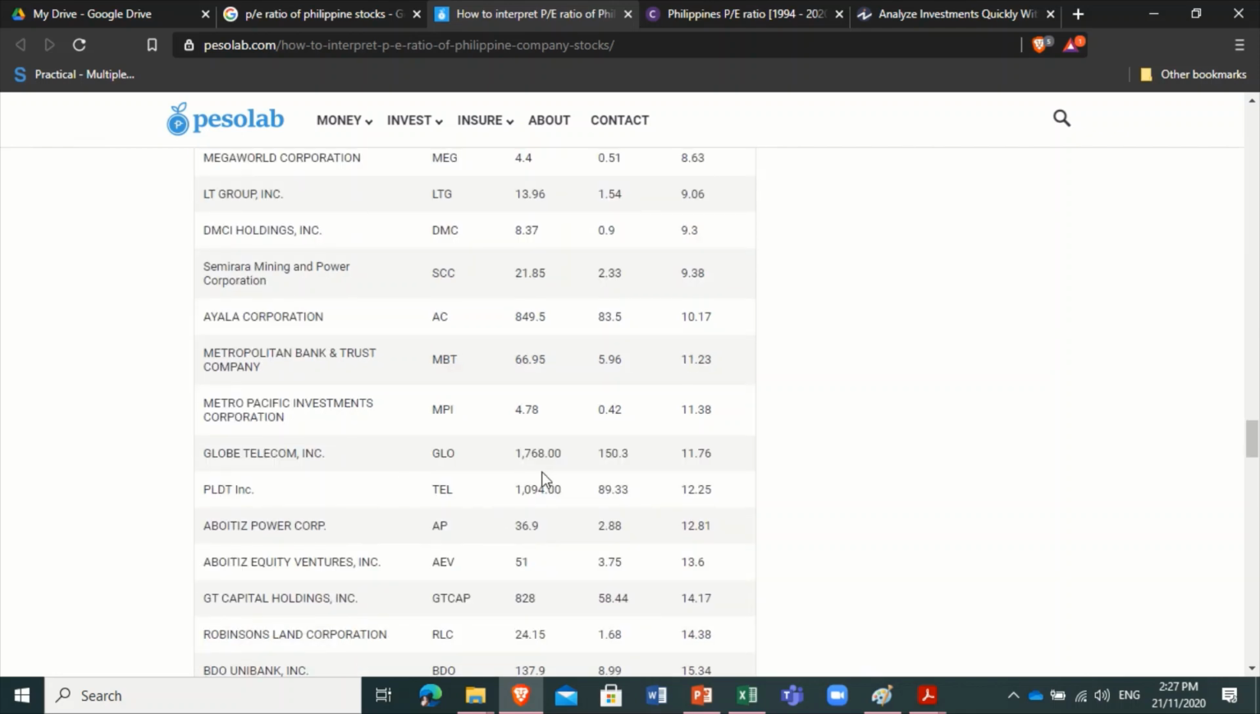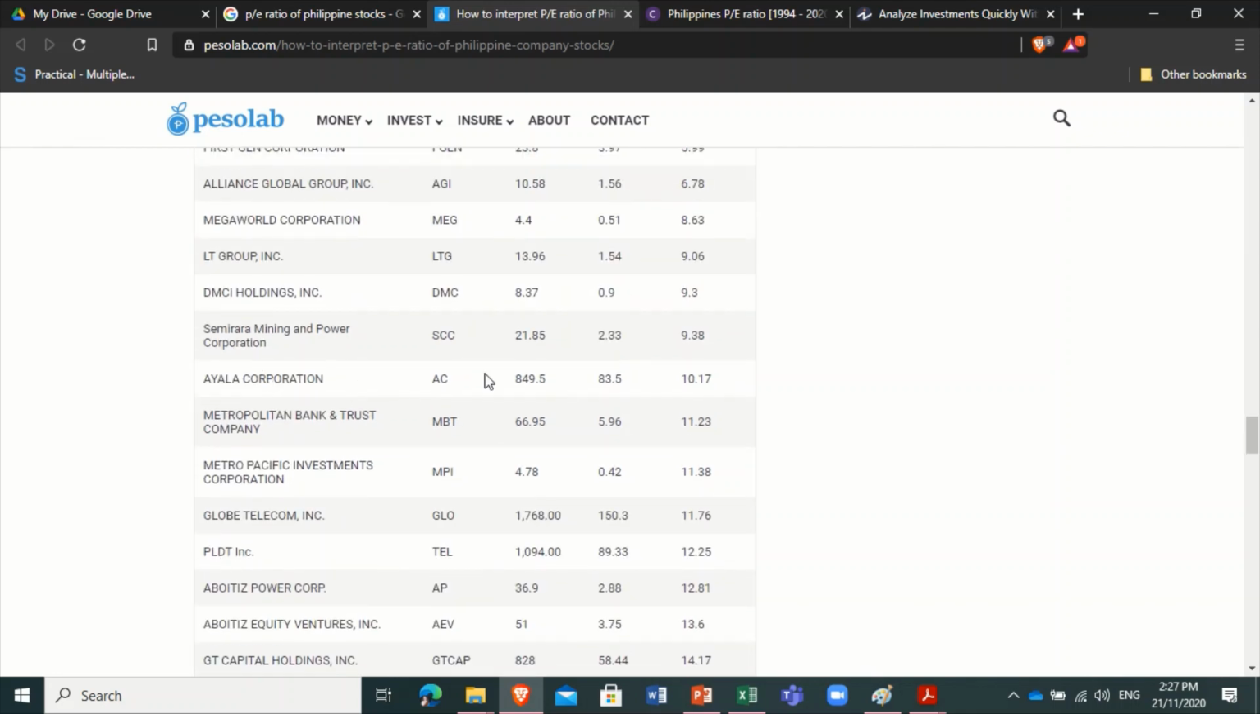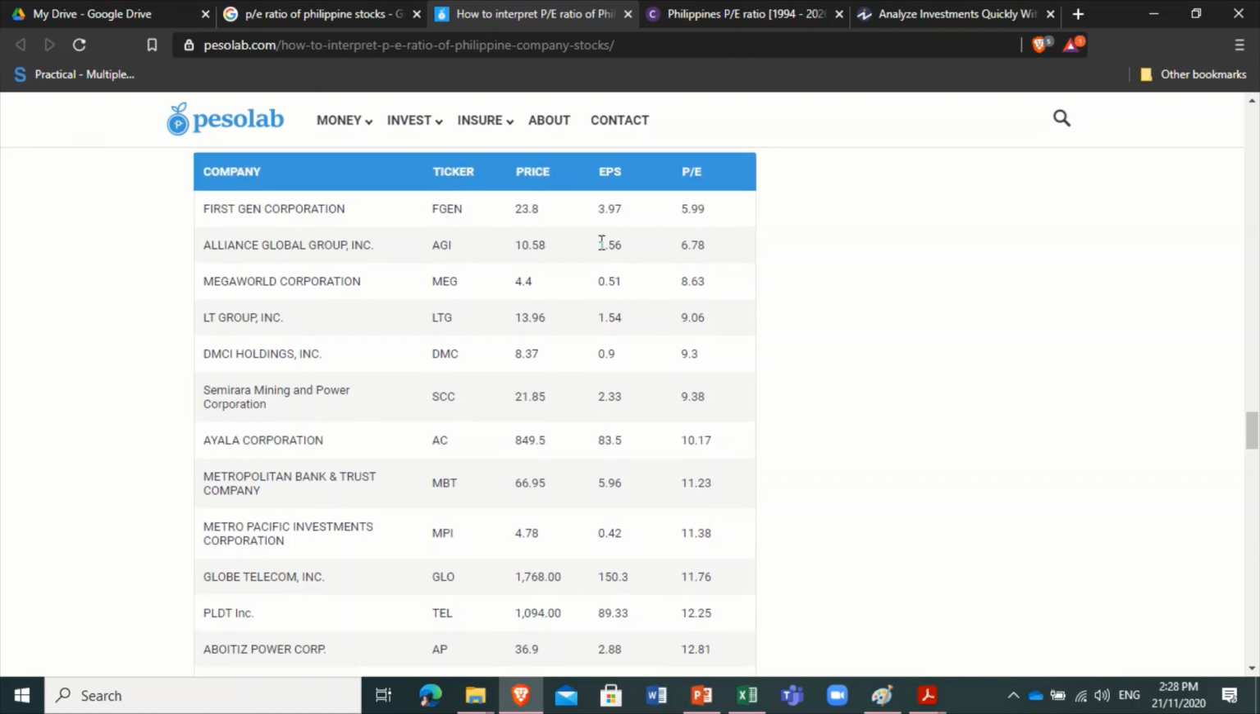Siguro anin na lang natin itong, sino bang magandang, saan ba si Ayala? Okay. So, Ayala right here is selling at 849.5. Okay, this is the price of Ayala Corporation. Now, the earnings per share, ibig sabihin for every share that you buy, it has an earning potential of 83.5. Just imagine. So, per share, meron siyang kakayahang mag-earn ng 83.5.